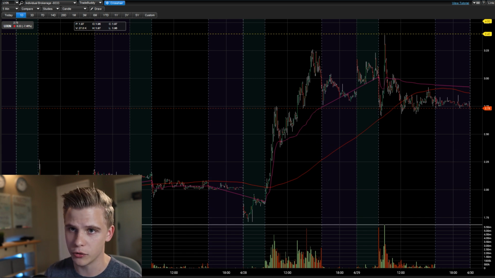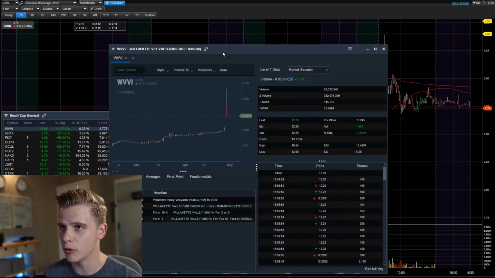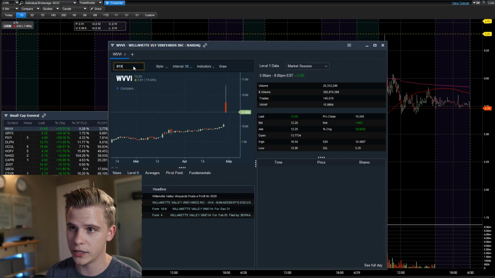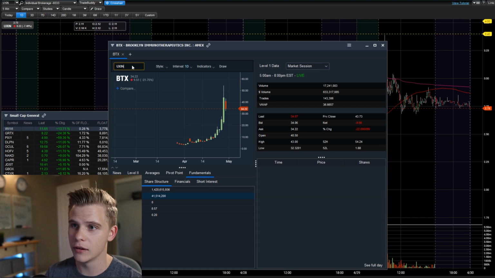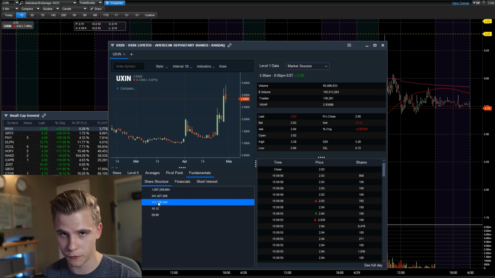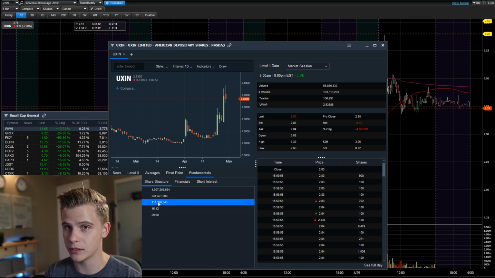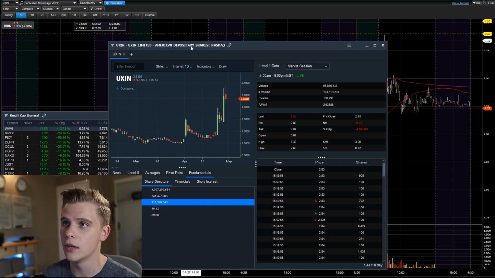And I just want to show you that it doesn't matter what the float is, right? Because these both had very different floats. BTX has a share outstanding of 41 million shares, so the float has to be less than that. And UXIN float of 111 million, so a much larger float, but this setup is still exactly the same, like you'll see by the end of this video.